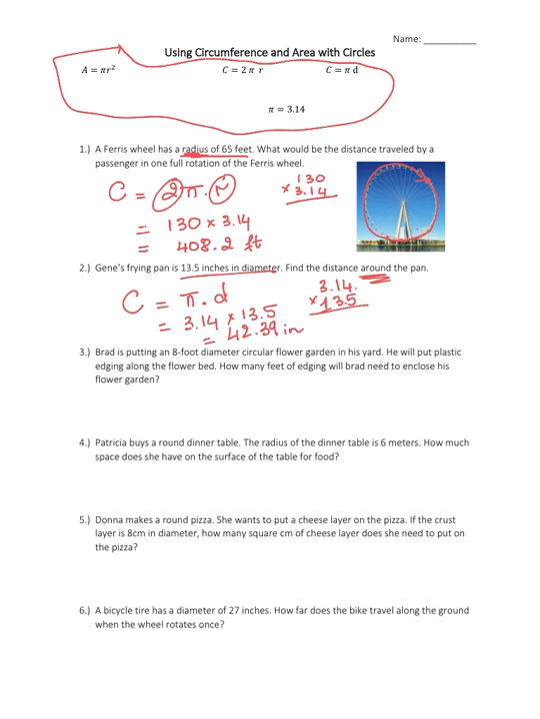Number 3, Brad is putting an 8-foot diameter circular flower garden in his yard. He will put plastic edging along the flower bed. How many feet of edging will Brad need to enclose his flower garden? So we have a circular flower garden, and then we're going to put edging along the edges. I'm going to do it in green. So it looks like it's a circumference, isn't it?